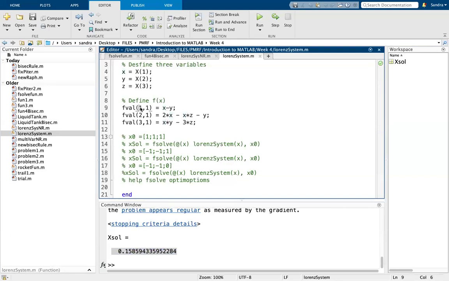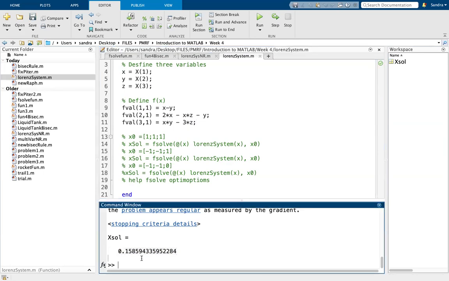So that is why you can see first row, first column, second row, first column, third row, first column. So there is only one column here. There are three rows. The first row is the first function, x minus y. This is the second function and this is the third function. You have written the functions also as a column vector, right?